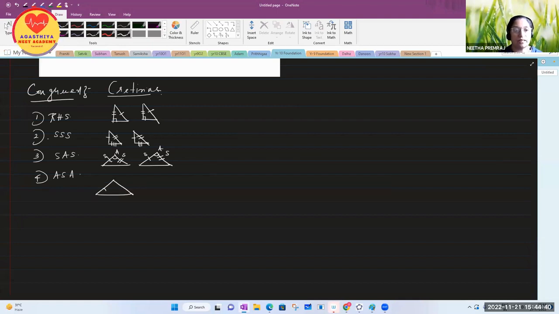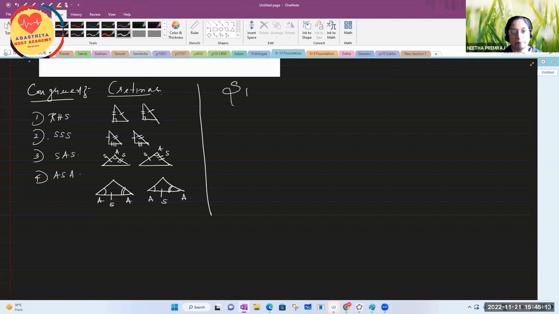And ASA: angle, side, angle. Similarly, if it is angle, angle, and side, it will not be accepted. The side should be the included side between the angles. Then only it will be accepted. This should be angle, side, angle. Make a note of these criteria. I will give you the list of similarity criteria.